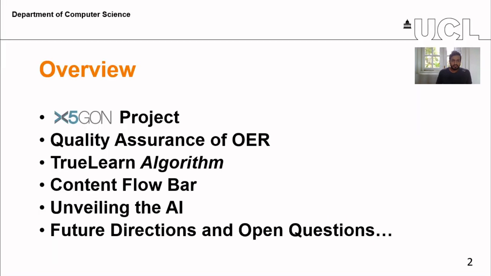So as a starter, I'm just first going to walk through the overview. I'm going to start with giving a bit of background context, starting with what the X5GON project is and what type of AI research we do. And then I'm going to speak about several components of the project that have elements of explainable AI associated with them, and then finally conclude with the future directions that we want to go into in relation to this research, and also the open questions that we need to answer in the process.